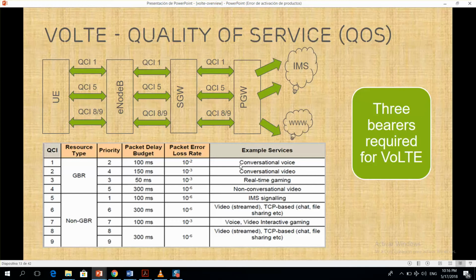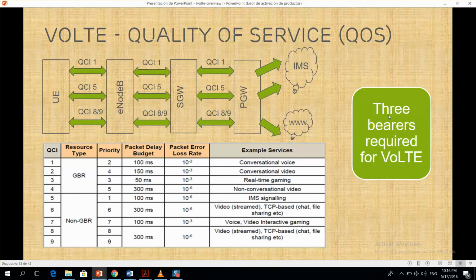And what are they used for? Examples of services on them are conversational voice, conversational video, real-time gaming, non-conversational video, and IMS signaling, that's QCI 5. Then you come to the others, and you have video streaming, voice, video, interactive gaming, and so on. These are all the examples of services for the QCIs.